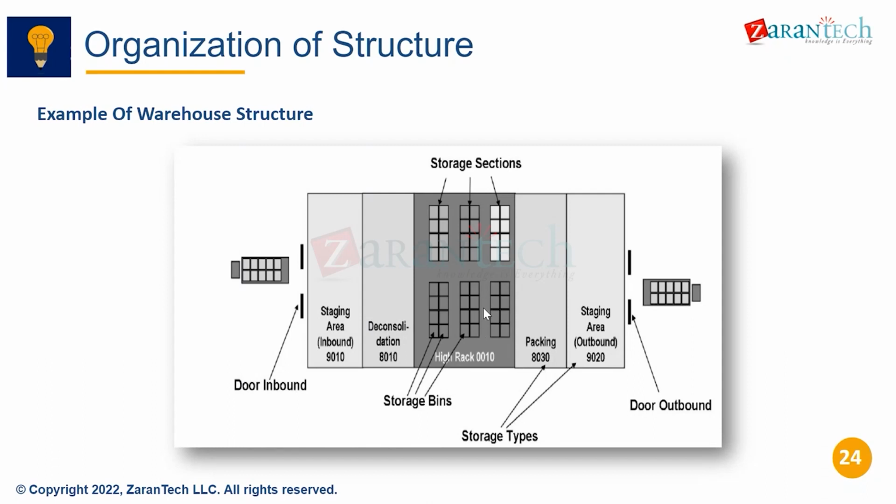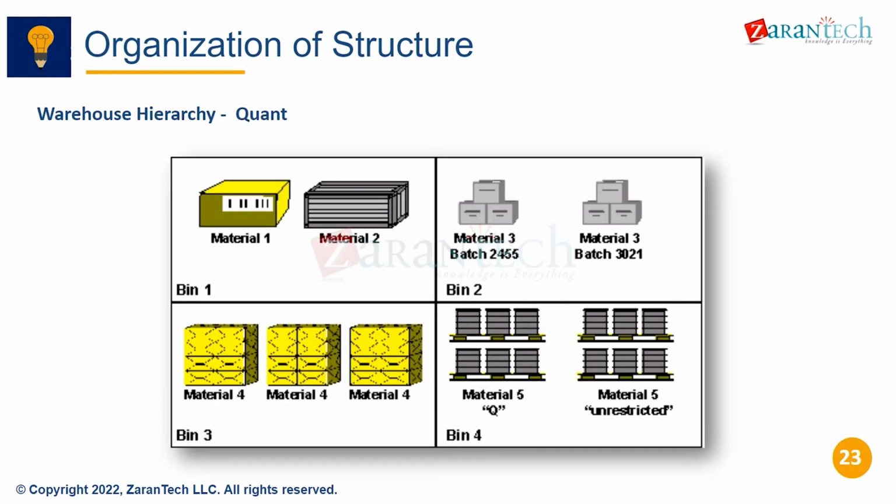Rohit, I have a question on your previous slide. I can see materials which are sitting in quality inspection and unrestricted in the same bin. So if a user goes to pick it up, using an RF scanner or whatever device it is, will the system throw an error saying that this stock is not available?